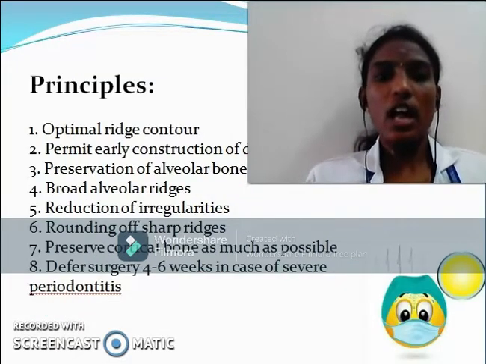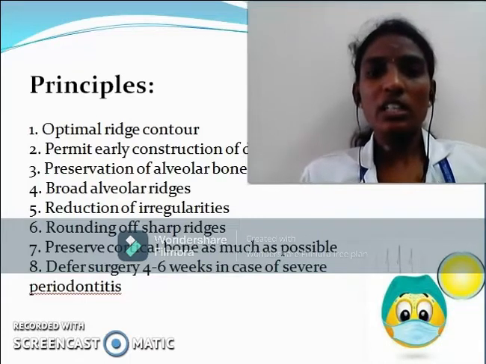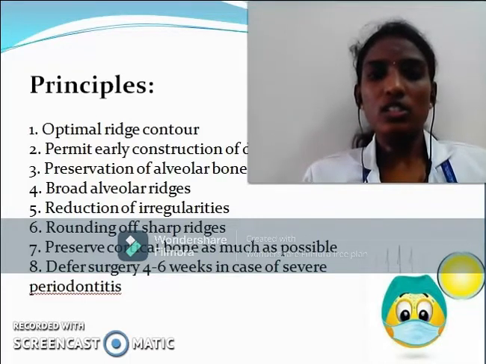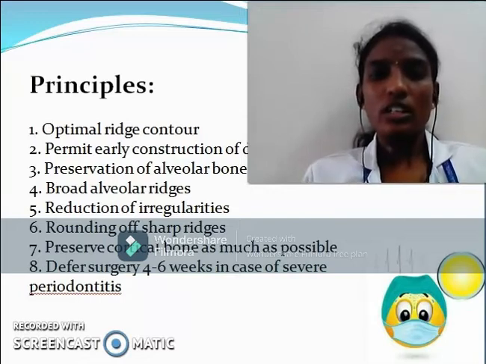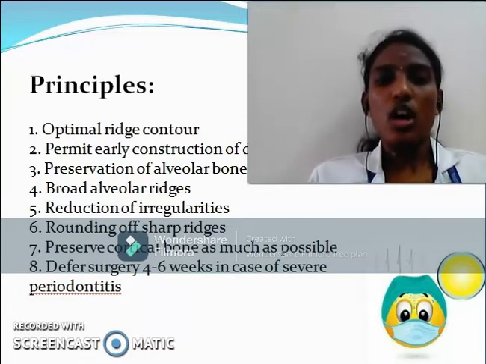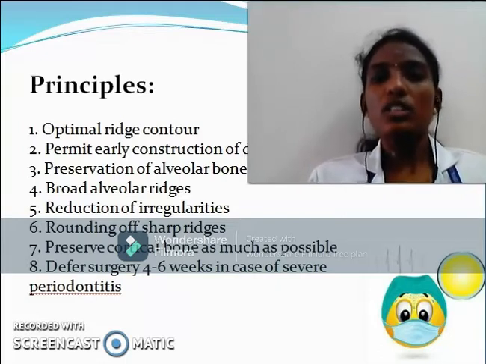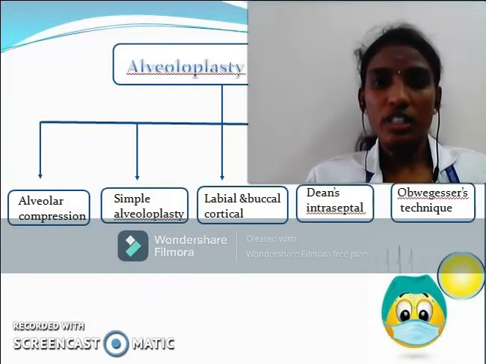The principles of alveoloplasty are optimal ridge contouring, permitting early construction of the denture, a broad alveolar ridge, reduction of irregularity, rounding of sharp ridges, and preservation of cortical bone as much as possible, done 4 to 6 weeks before surgery in case of severe periodontitis.